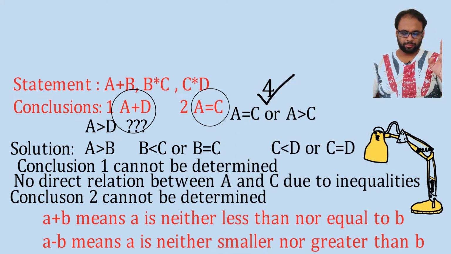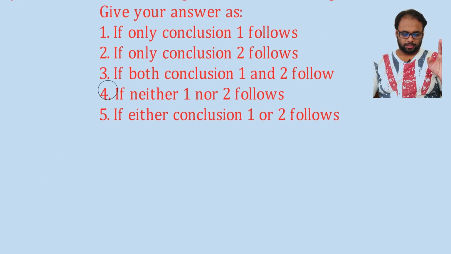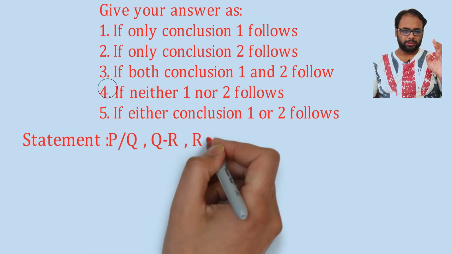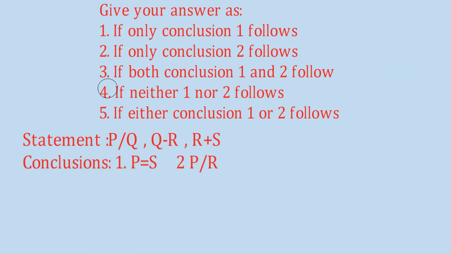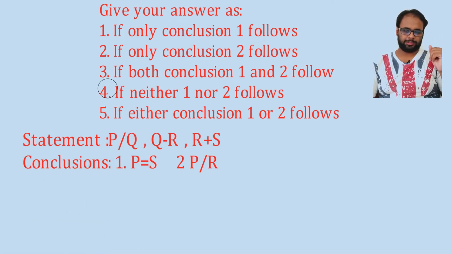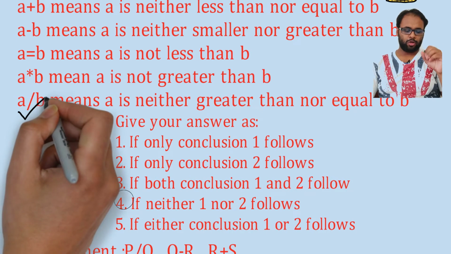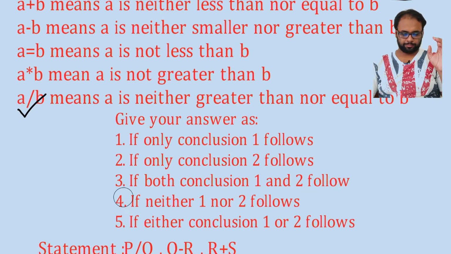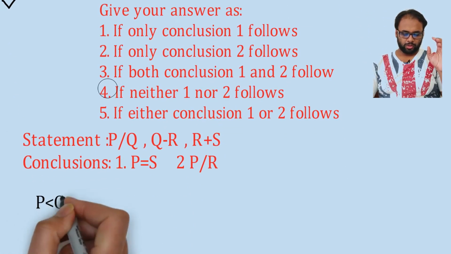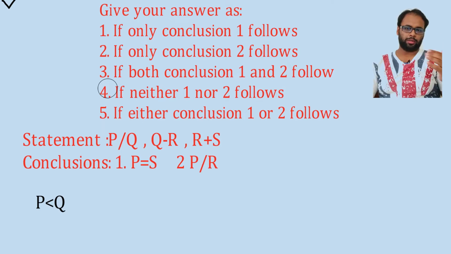Next we have the statement: P divided by Q, Q minus R, R plus S. So let us now interpret these statements as per the question. So A divided by B means A is neither greater than nor equal to B. Okay. So definitely when you apply it, it means P is smaller than Q.